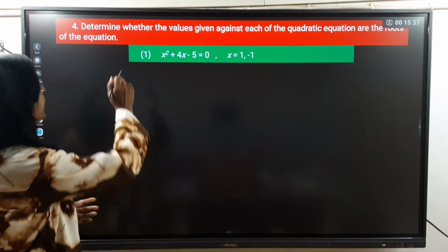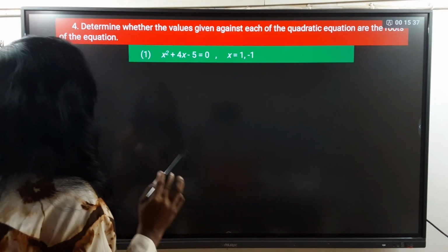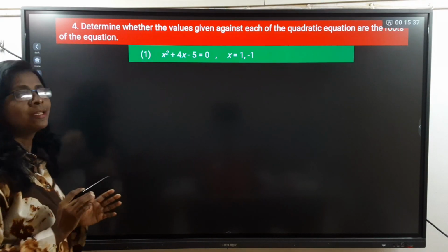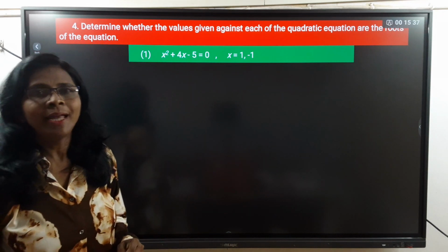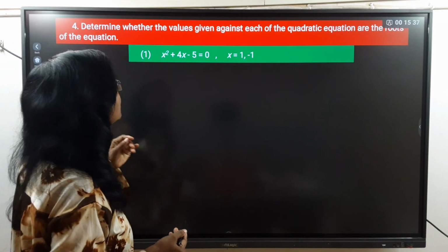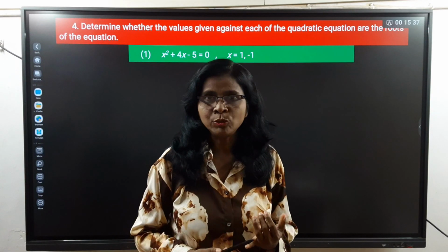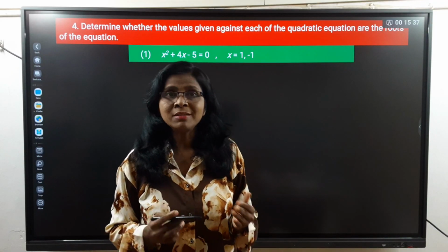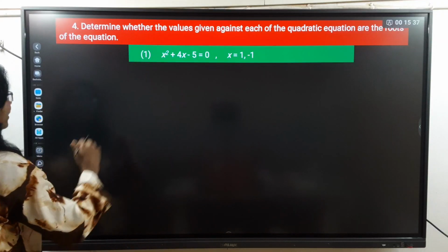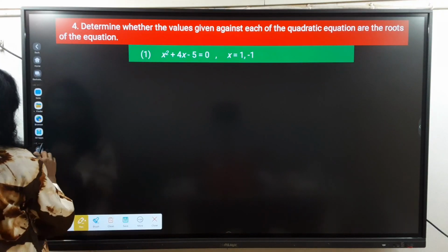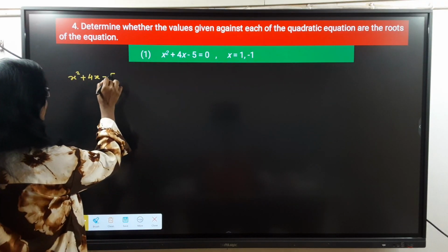Example 4: determine whether the values given against each of the quadratic equations are the roots of the equation. So now here, students, the first example is x square plus 4x minus 5 is equal to 0, and the values are x is equal to 1 and x is equal to minus 1. We have to verify whether these values x is equal to 1 and x is equal to minus 1 are the roots of the given equation or not. So we carry out the steps: first I write down the given equation, x square plus 4x minus 5 is equal to 0.